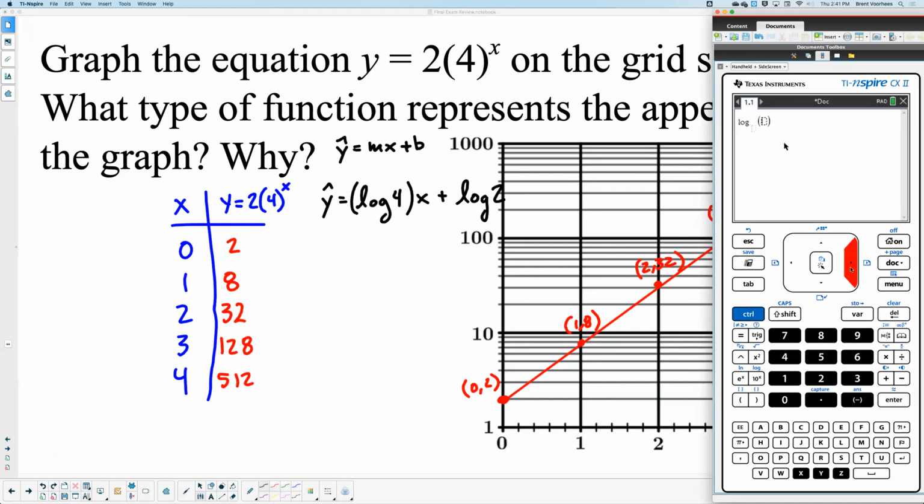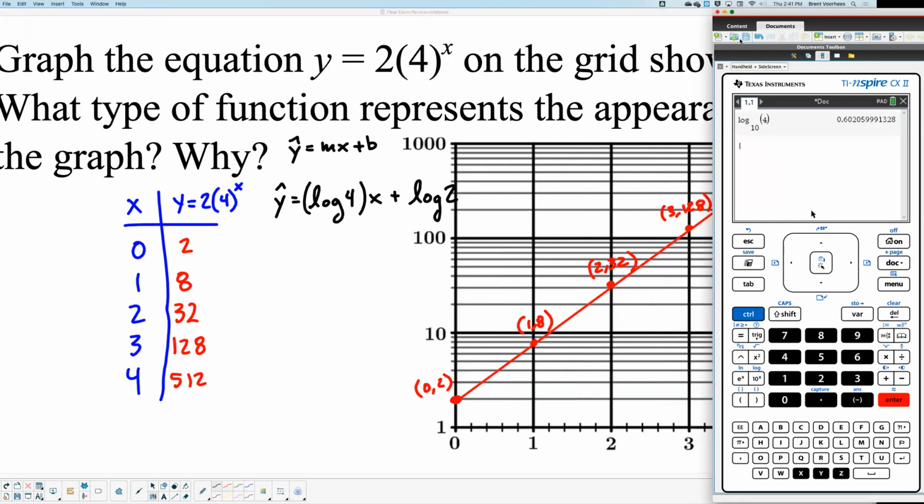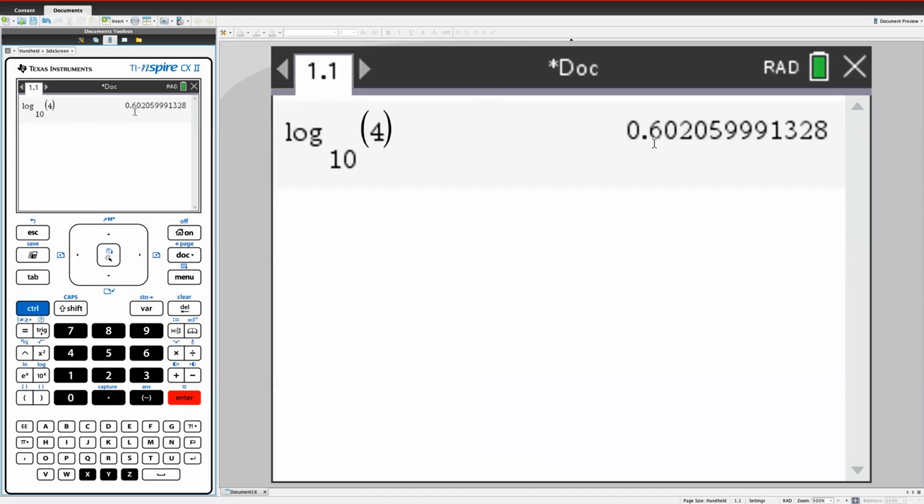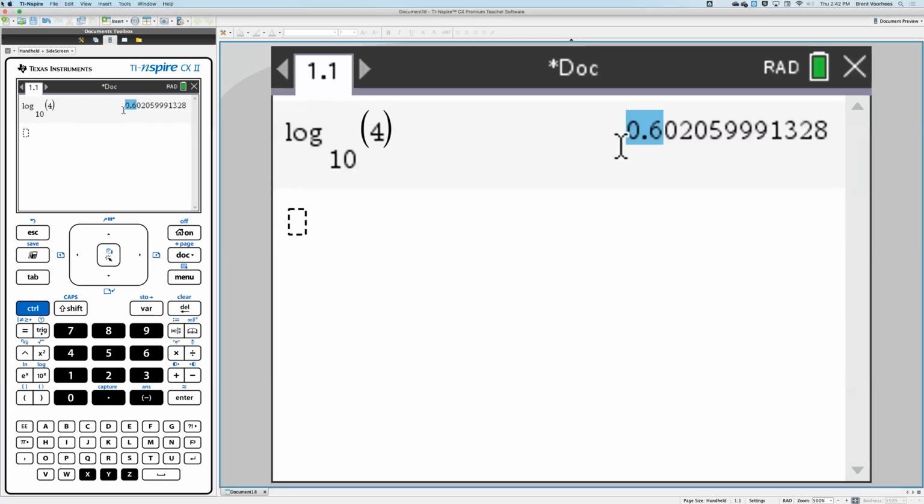Log, I'm going to skip the base. What's it mean the base is if I skip it? Okay, my slope is 0.6. That means it has a rise of 0.6 for every unit you go to the right. Say it again. My slope is 0.6.